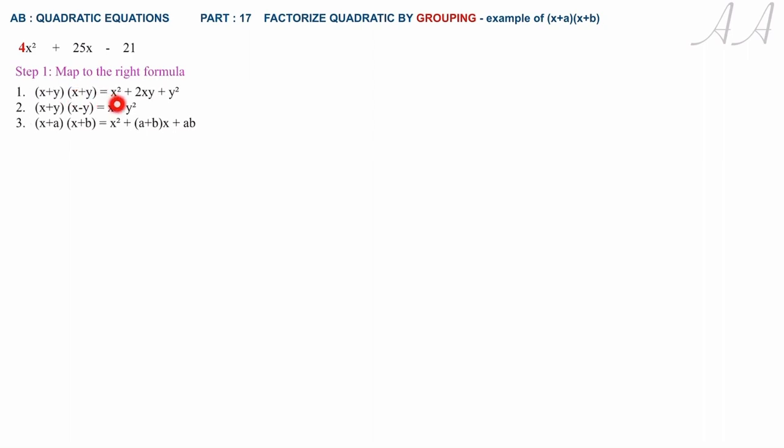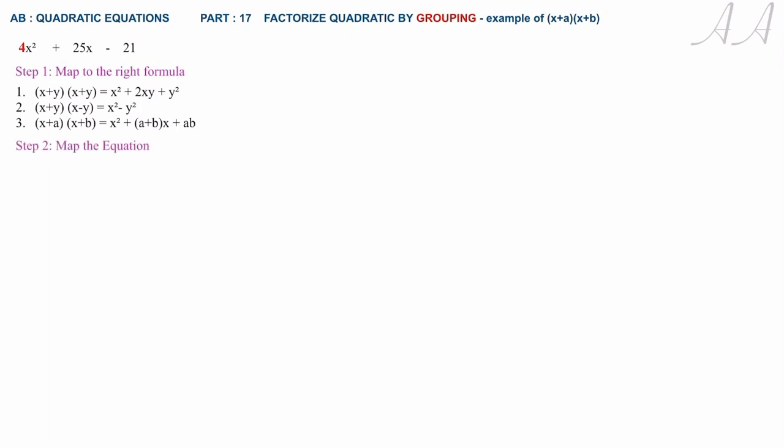So for the first one, formula number 1, 4x squared is fine, 25x is great, but minus 21 is not a perfect square. So formula number 1 is out of the race. Let's go to formula number 2. Sadly, you need 2 terms here, but we only have 3. So we're going to use formula number 3.